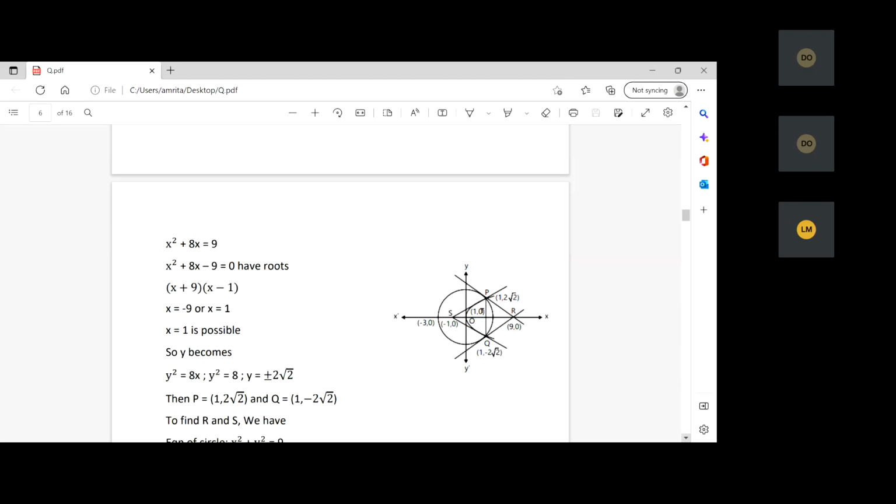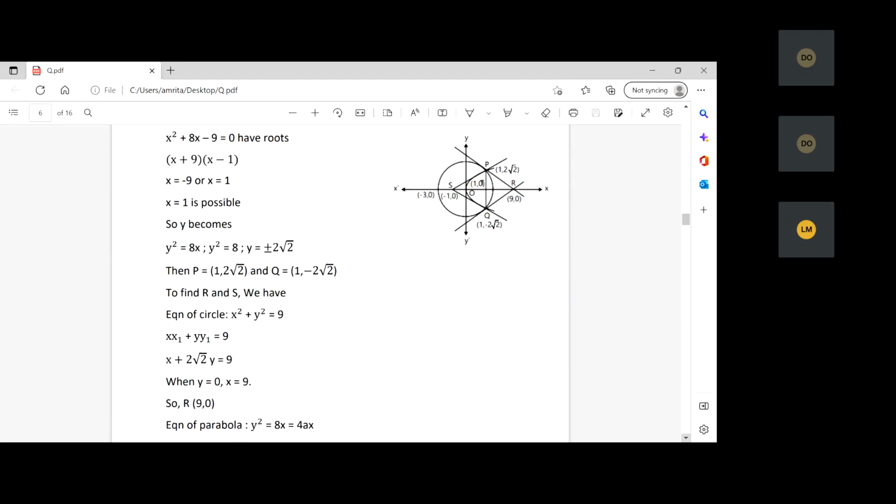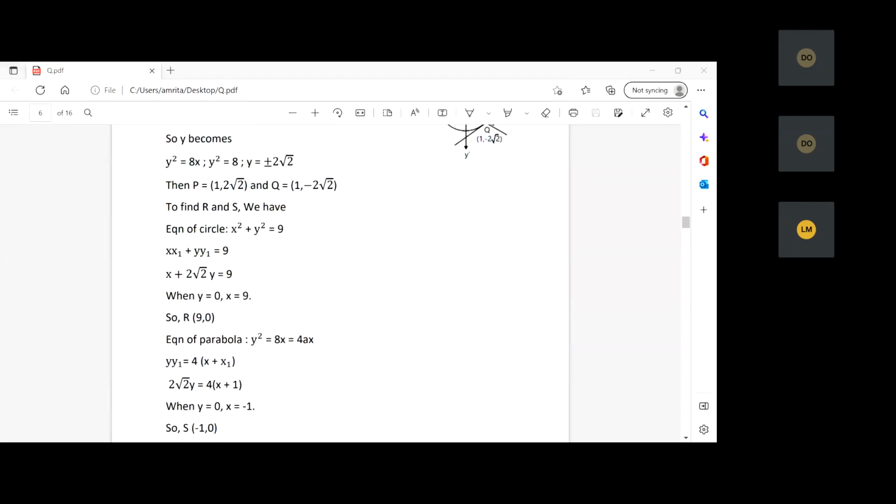Once you have these two values, you can find out the values of R and S, because you have the equation of circle and the parabola here, and you know the concept, right? We can use this as x x1 plus y y1 equal to, what's the value given? It's 9. You can substitute for y equal to 0 and find out the coordinate. It's 9, 0 for the value of R. And similarly, you know y square is equal to 8x. You can substitute y y1 is equal to 4 into x plus x1. You can substitute those values and you can find out the value of S also here.